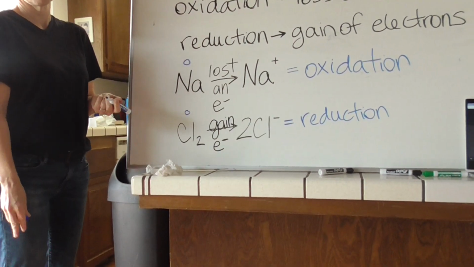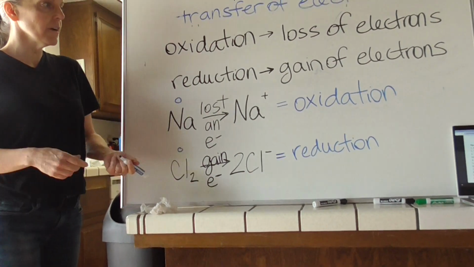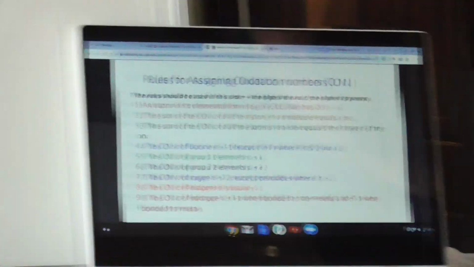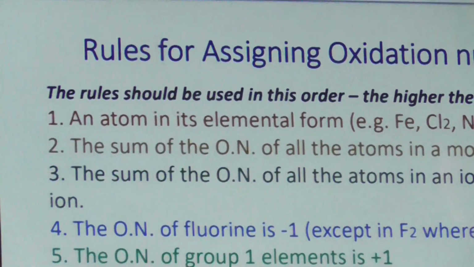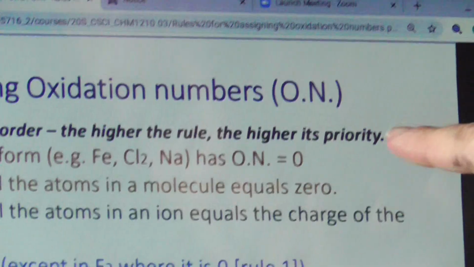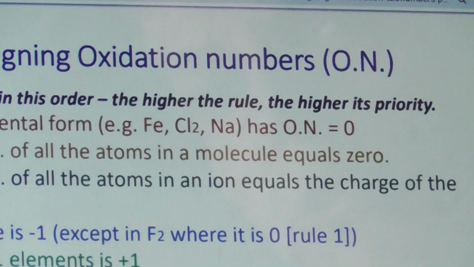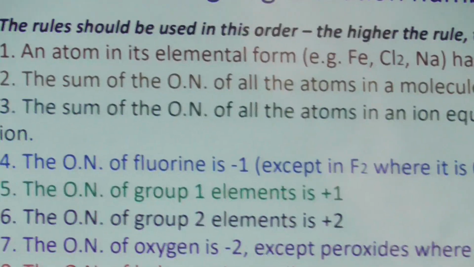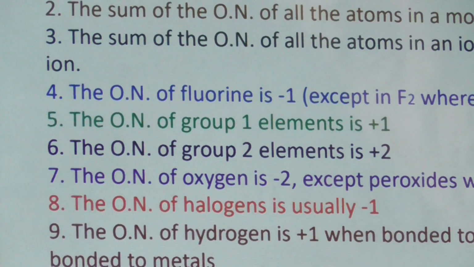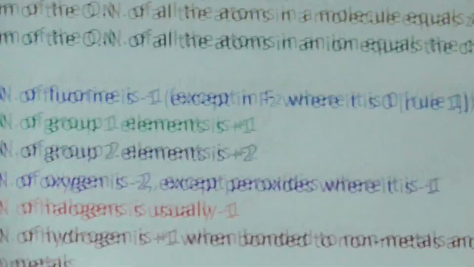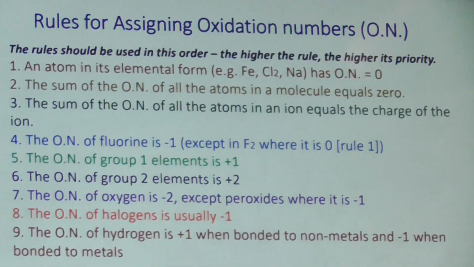So that's 0. So those are two good examples of the first rule. Again, look at your rules for assigning oxidation numbers. The first one is an atom in its elemental form has an oxidation number of 0. And then if we go down to number 3, it's kind of 3, but the way it's worded is not so great.